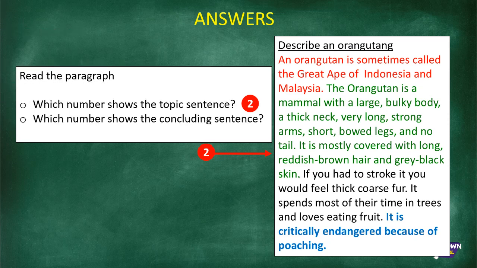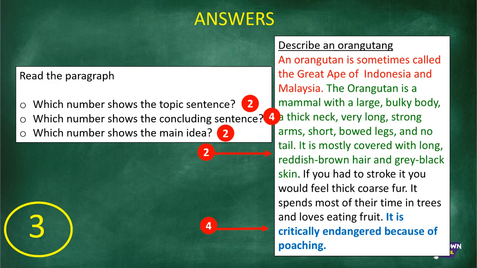Which number shows the concluding sentence? Right, number 4. Number 4 shows the concluding sentence. It brings it to a nice conclusion. And which number shows the main idea? Well, the main idea is also number 2 because it's describing the orangutan. How did you do? Give yourself 3 marks if you got those right. Good.